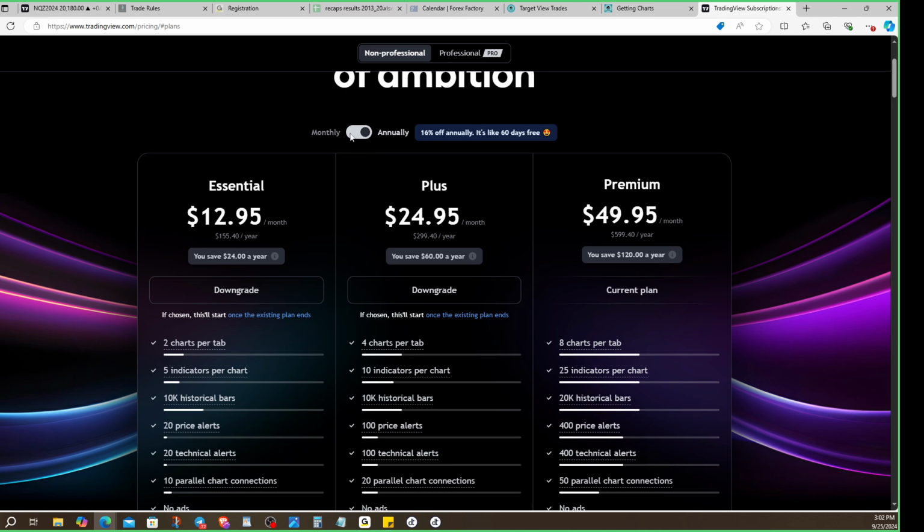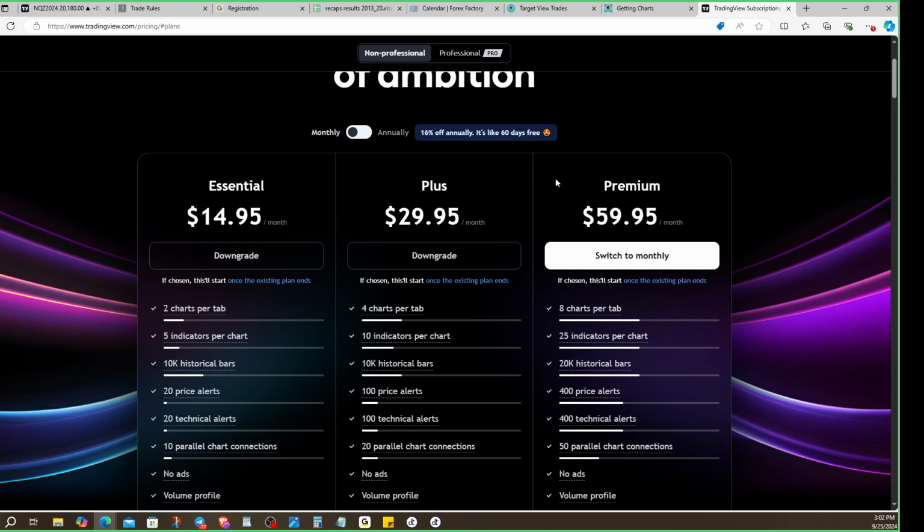When you get to this page, click on Monthly, so you get the monthly fees. The Essential is fine for most people. You don't need to look at more than 2 charts at a time. It's got 20 technical alerts and 20 price alerts. That's usually enough to get you going with 2 charts. It's $14.95 a month. That $14.95 doesn't get charged until after the 30-day trial is over. It gives you a 30-day trial.